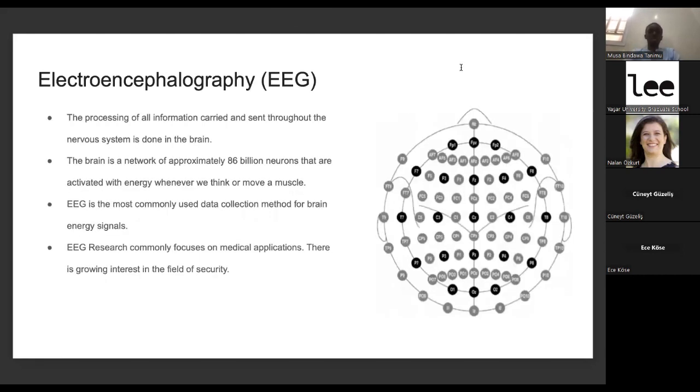So now I'm going to talk a little bit about EEG. The processing of all the information carried and sent throughout the human nervous system is done in the brain. Our brain consists of 86 billion neurons that are activated with energy whenever we think or move a muscle. EEG is the most commonly used data collection method for brain energy signals. EEG research commonly focuses on medical applications, but there is growing interest in the field of security. This is where EEG-based biometrics comes into place.